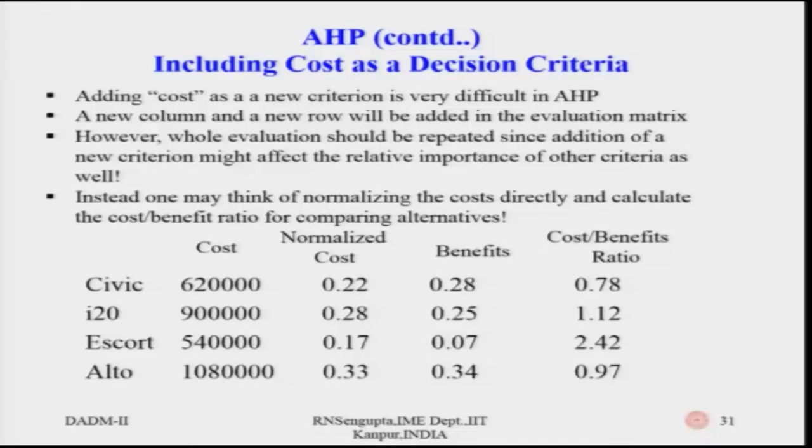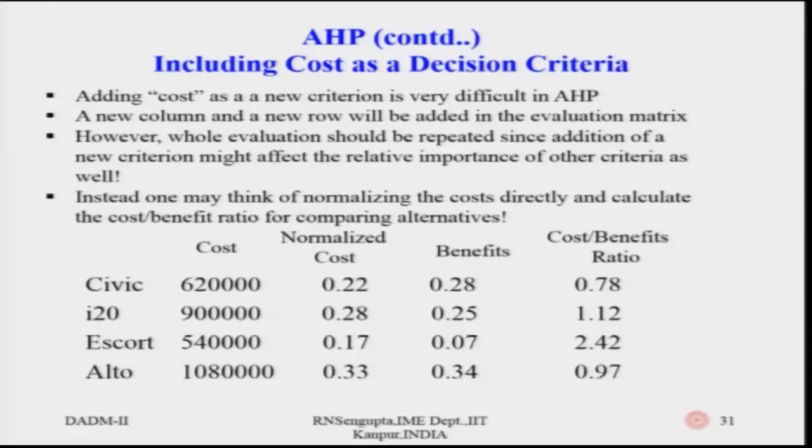Now, let us add a cost. So, adding cost as a new criteria is very difficult in AHP. So, it has to be analyzed accordingly. You have to either add, remember that a new set of information is coming. So, those were fuel economy in the sense per liter, what is the overall distance the cars could travel on an average, but now you are bringing the cost factor. So, the cost factors are again arbitrary values I have considered.